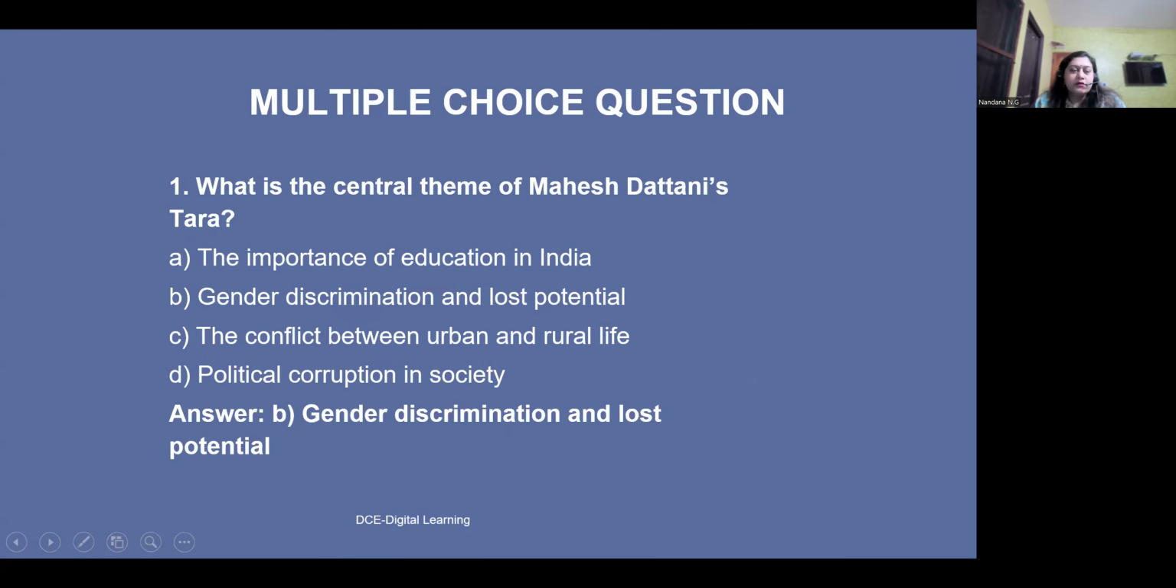Multiple choice questions. The first question: what is the central theme of Mahesh Dattani's Tara? The options are: the importance of education in India, gender discrimination and lost potential, the conflict between urban and rural life, political corruption in society. The answer is option B, gender discrimination and lost potential.